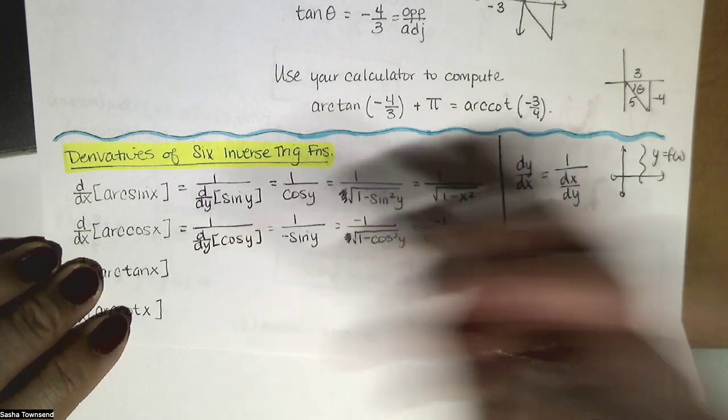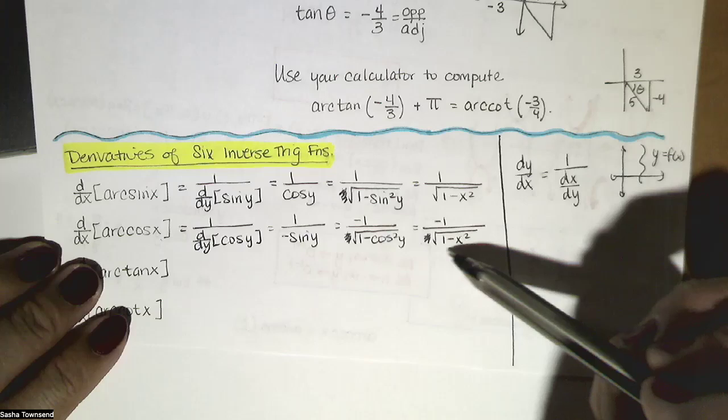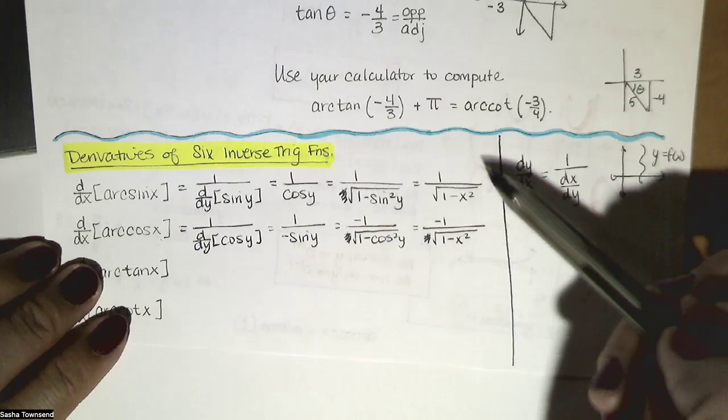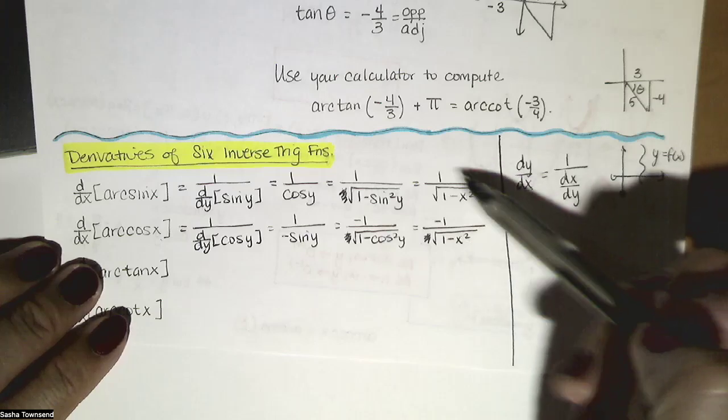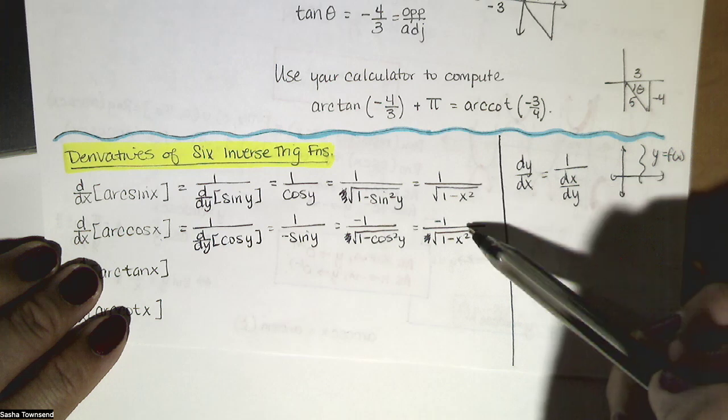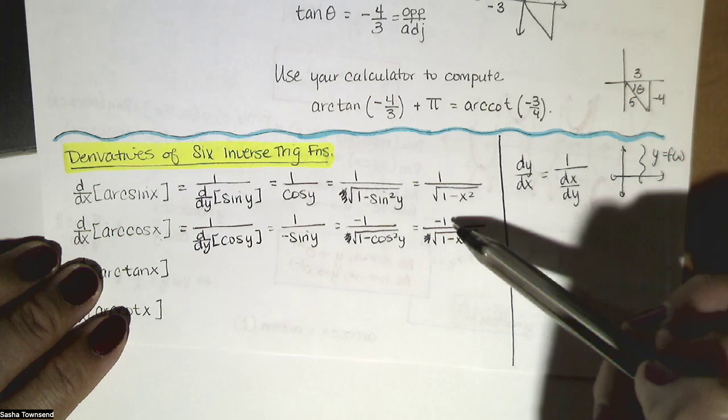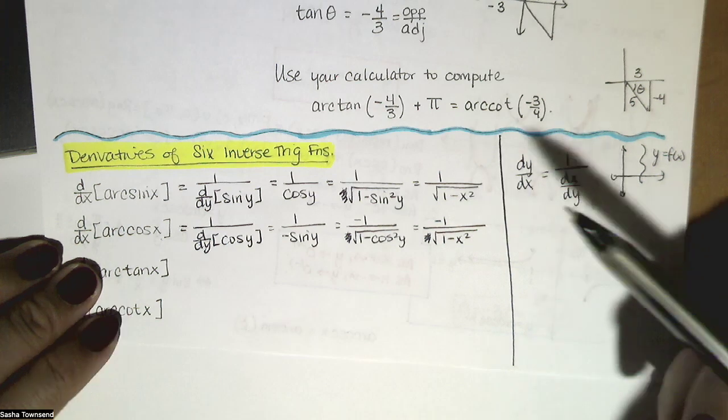And we find that the derivative of arc cosine is negative 1 divided by the square root of 1 minus x squared. You see the same thing for arc sine. They're almost identical, except the arc cosine has a negative 1 factor. The arc sine does not have the negative 1 factor.